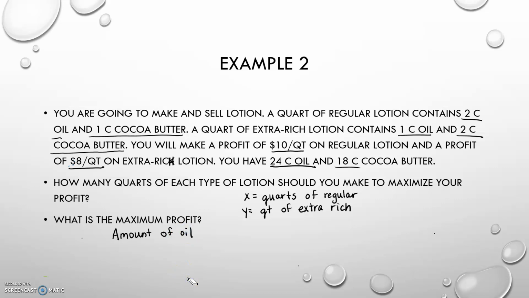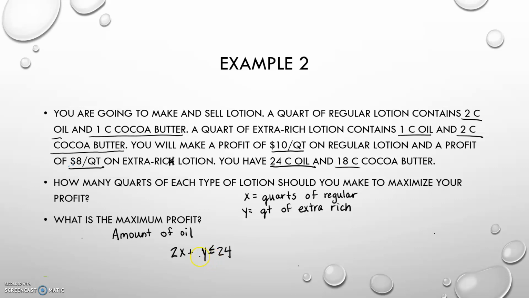So looking at this, I know in the regular, for each quart of regular lotion, there are 2 cups of oil, so 2X. And for each quart of the extra rich, there's 1 cup, so plus 1Y. And in total, we have 24 cups of oil. So actually, this needs to be less than or equal to. Do you know why it needs to be less than or equal to?